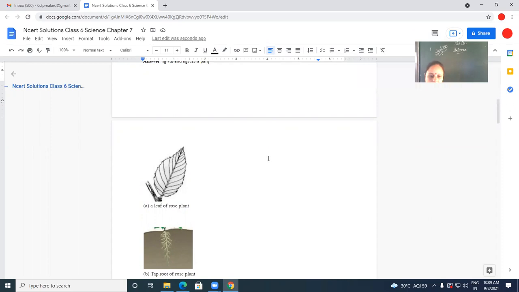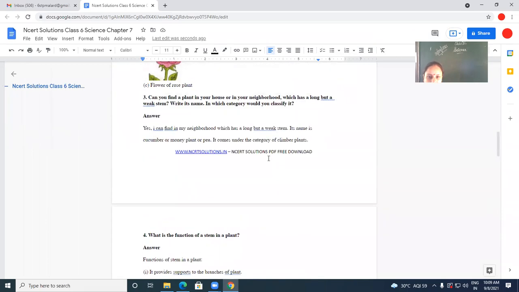Let's move on to question number 3. Can you find a plant in your neighborhood which has a long but a weak stem? Write its name. In which category would you classify it? So what do we find? We always find the money plant, right?